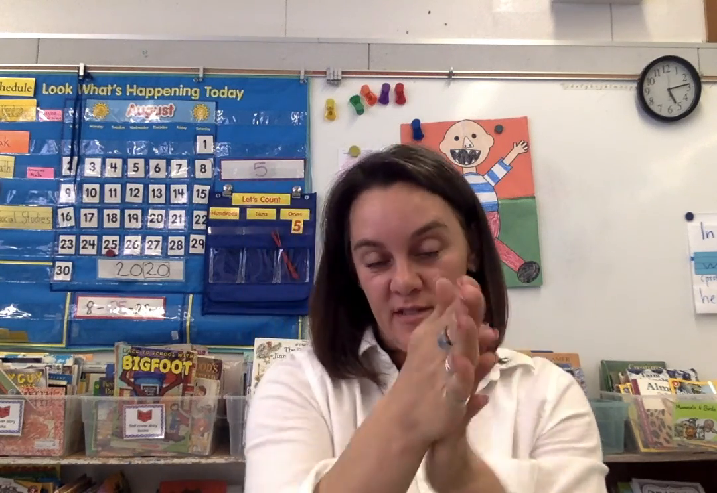So here's what we're going to do. If you start rubbing your hands together like this, you can see they get really warm. That's friction. Those two objects rubbing against each other create heat. Ooh, feels kind of good.